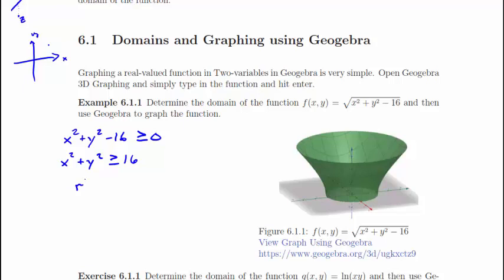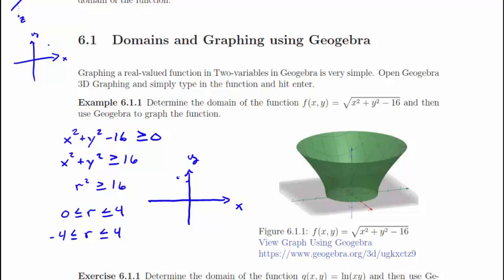A nice way of thinking of this is that r squared is greater than or equal to 16, or that 0 is less than or equal to r is less than or equal to 4. We could also write negative 4 is less than or equal to r is less than or equal to 4. But if we look at a two-dimensional graph of this domain, thinking of the radiuses as going from 0 to 4 or from negative 4 to 4 is going to give us the same picture. So both could be considered correct answers in this case.